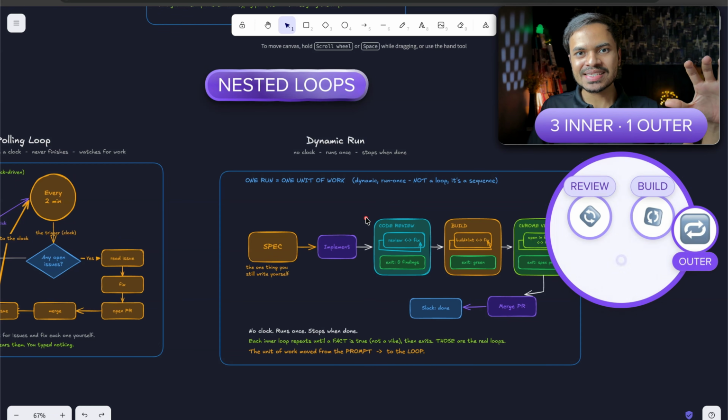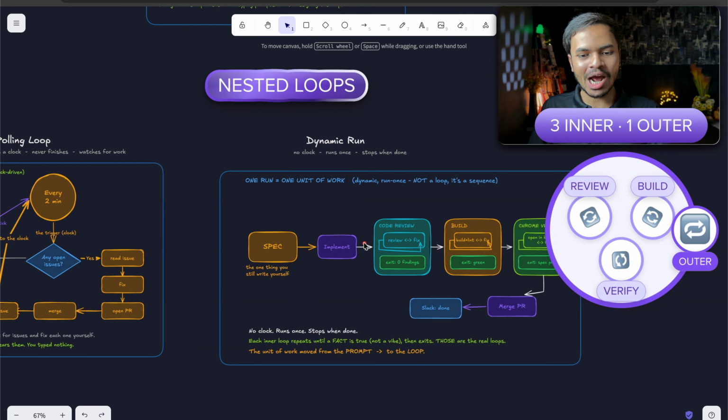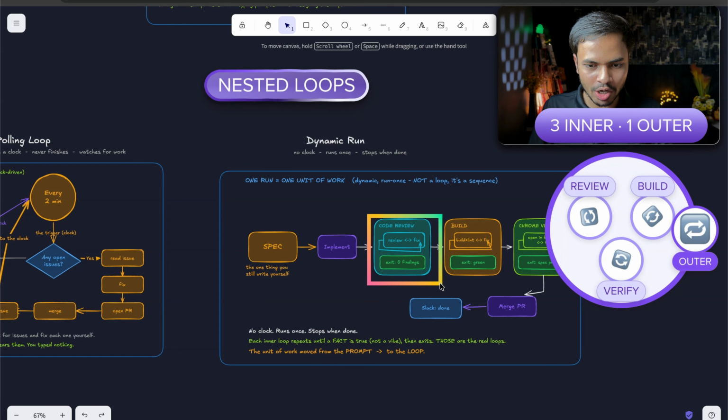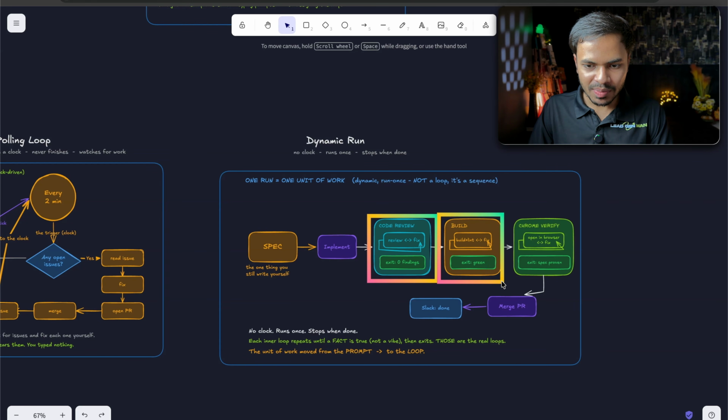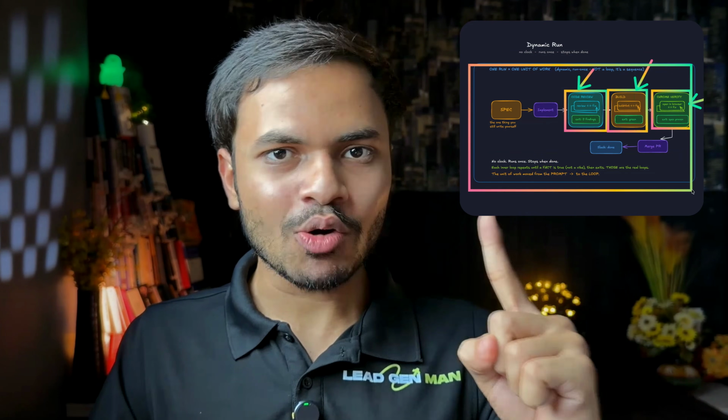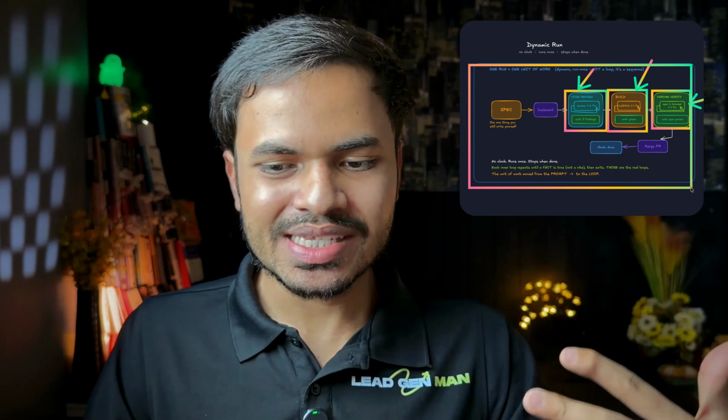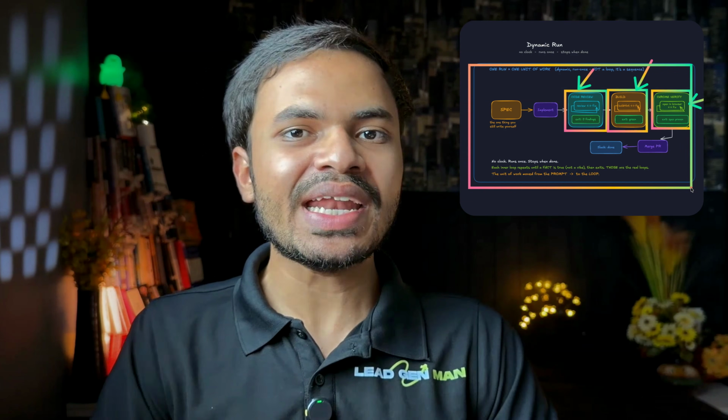And that's where the complexity of nested loops, or inner and outer loops, comes in. So we have these inner loops of code review, build loop, and Chrome verify loop. These are three inner loops inside this one main outer loop that is just going to run once. So basically you cannot even call this a loop but an advanced workflow.